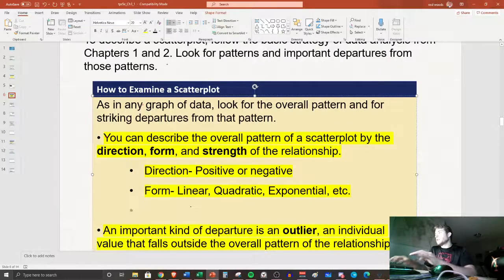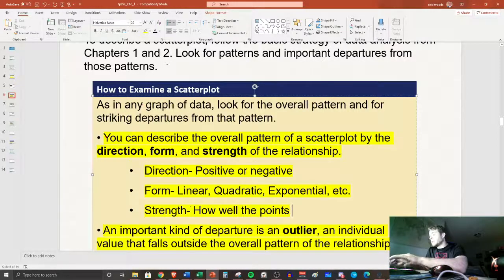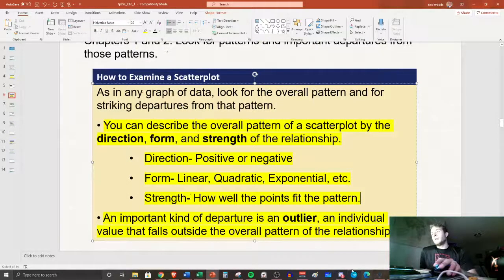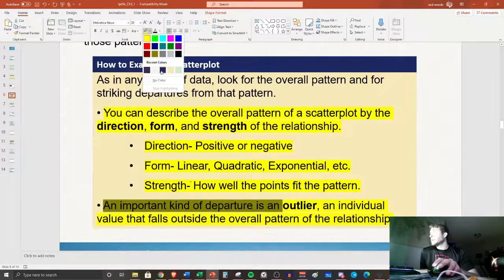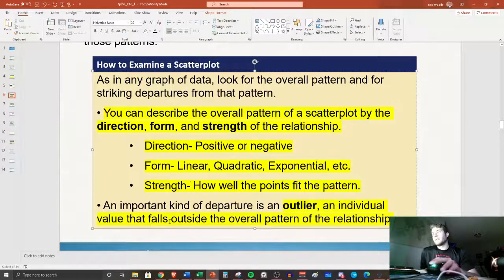And then strength. Strength is something, for now, visually, we're going to get a way to interpret this. How well points fit pattern. Okay. And then also outliers. An outlier is an important departure, an individual value. So we don't even need this front part. Let me get rid of that. The individual value that falls outside the overall pattern of the relationship. We know what an outlier is. We've talked about that plenty of times.